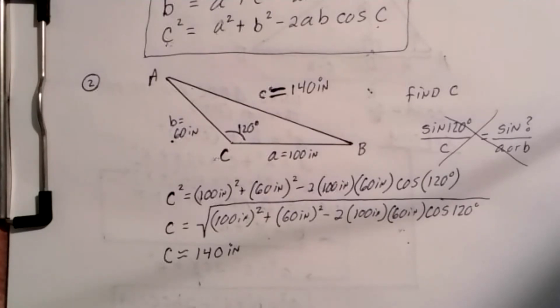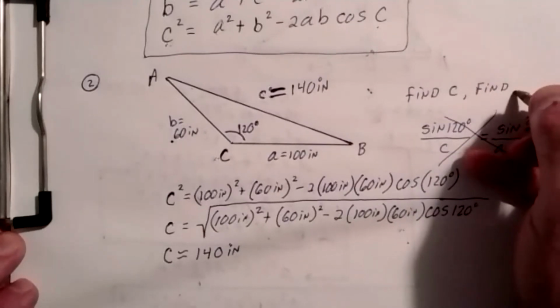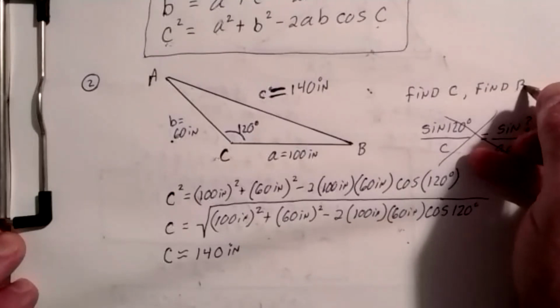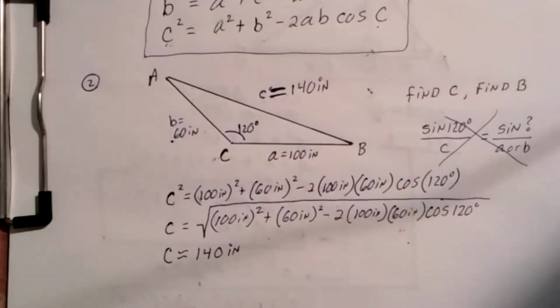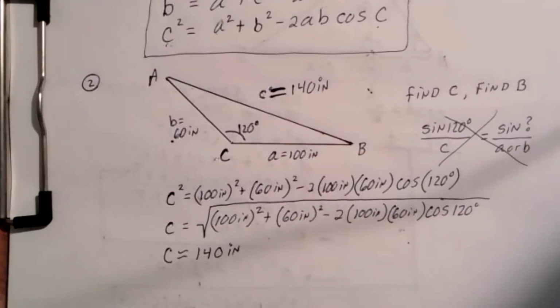But what if I want to go further with this problem? What if I also wanted to find angle B? Do we now have enough information to use the law of sines to find missing angle B? Or do we have to use the law of cosines again? What do you think? Do you think the law of sines, because the law of sines is simpler than the law of cosines? So if you can use the law of sines, use the law of sines. You think the law of sines will take us the rest of the way in finding angle B, now knowing side C? Anybody think it'll work?